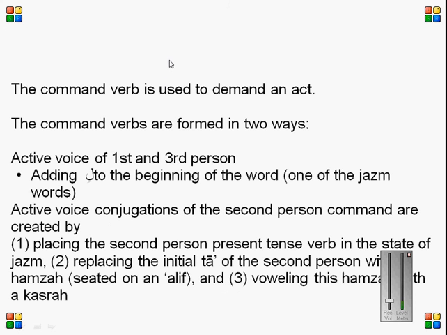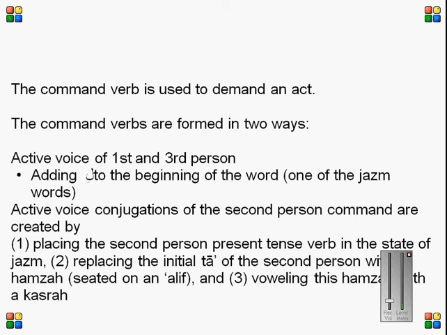The command verb is used to demand an act. The command verbs are formed in two ways. So, the active voice of the first and third person. Which conjugation numbers are those? They will be the first six and, for the first person, the last two. The way they're formed is that you add a li to the beginning of the word, and remember li is one of the particles of jazm. So the last letter gets a sukun.